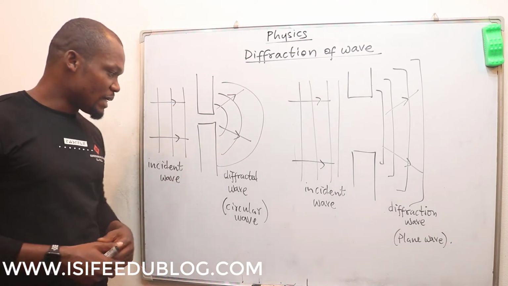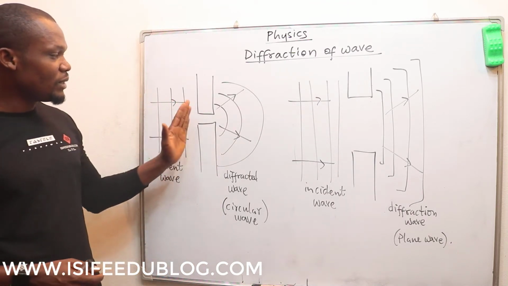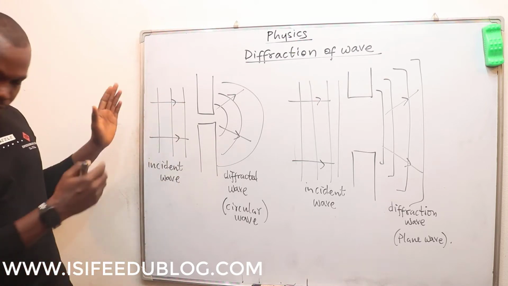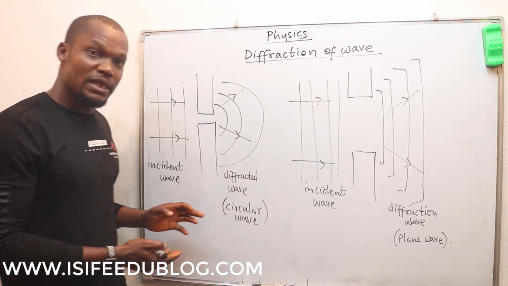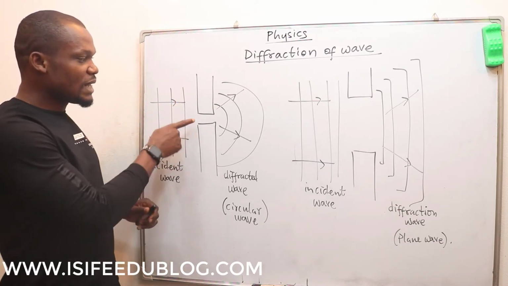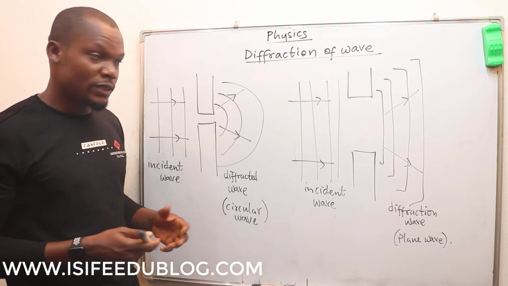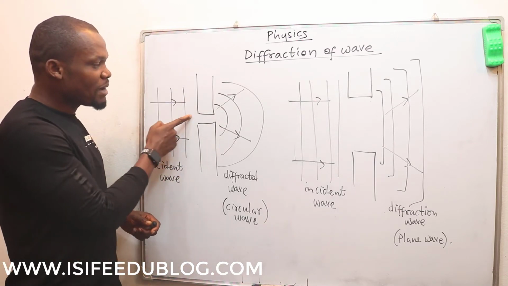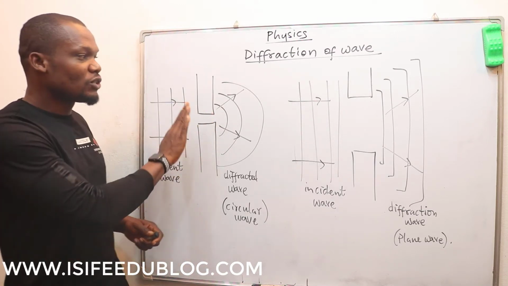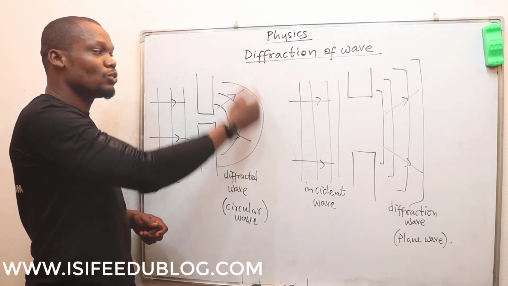Take a look at these diagrams here. The first one, you can see the incident wave, which, for example, is the sound wave coming from inside the room that is passing through an aperture. An aperture means an opening. So when this wave passes through this aperture, it does not just go straight. Some of those waves have to do what?